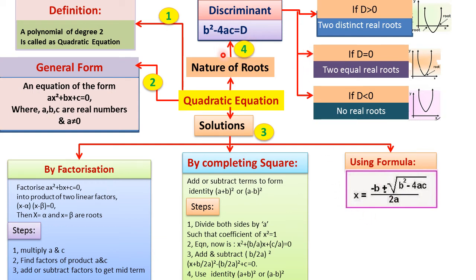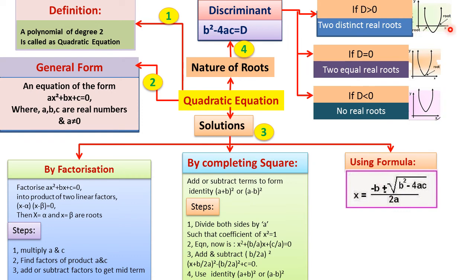The next thing we should understand is the nature of the roots, what type of roots we will be getting. For this, we first have to find the discriminant. What is the discriminant? The value of b square minus 4ac. Once we know the real-number coefficients a, b, c, we substitute in b square minus 4ac, which gives some value, that is D, and if D is greater than 0, then we will get two distinct real roots.